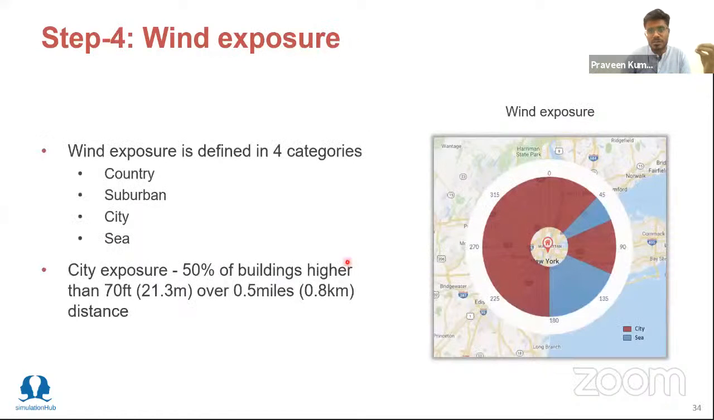So step 4 is the wind exposure, which decides the atmospheric boundary layer profile. When the wind comes in contact with the ground surface, for the domains or areas which you haven't considered for the simulation, what kind of wind exposure is it exposed to? What kind of surfaces, whether it is country, sea, or suburban? There are some guidelines, and based on that you can select which wind exposure you would like to add.